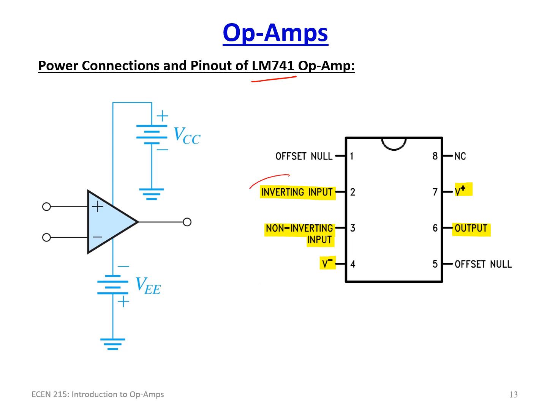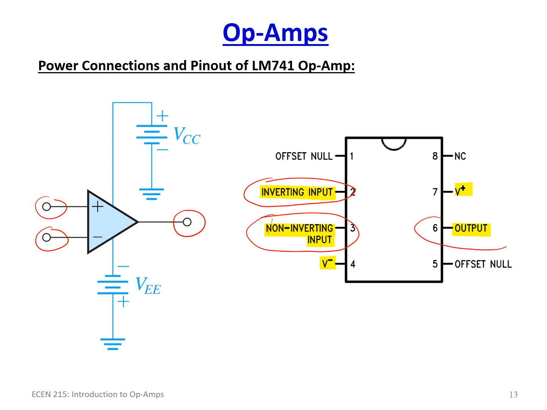Again, there is an inverting input, which is this, and a non-inverting input right here. I'm getting this backwards, excuse me. And there is an output. There is a positive power supply, and then there is the negative supply, pin 4, right here.